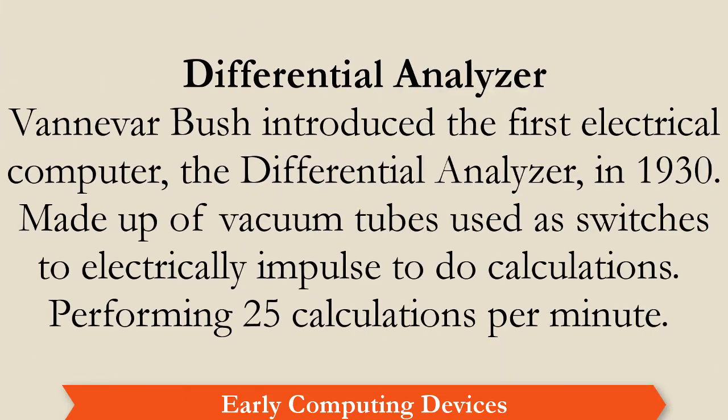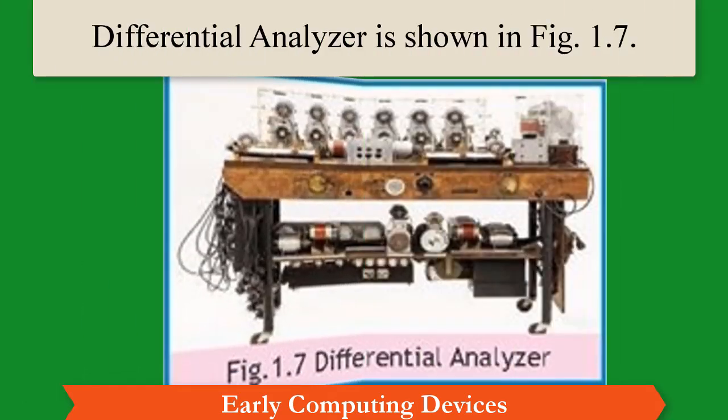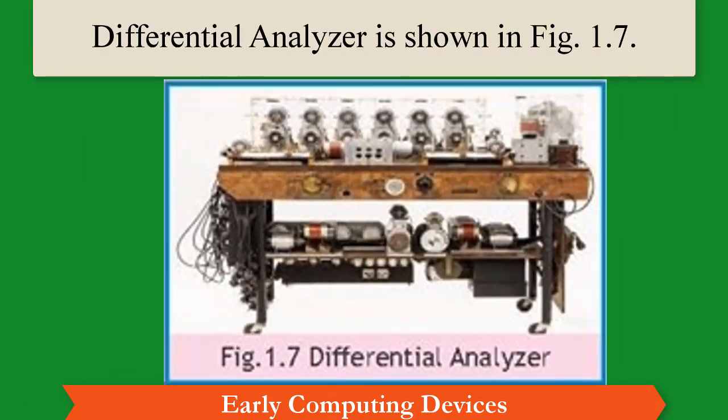Vannevar Bush introduced the first electrical computer, the Differential Analyzer, in 1930. This machine was made up of vacuum tubes used as switches to electrically impulse to do calculations. It was capable of performing 25 calculations per minute. Differential Analyzer is shown in Fig.